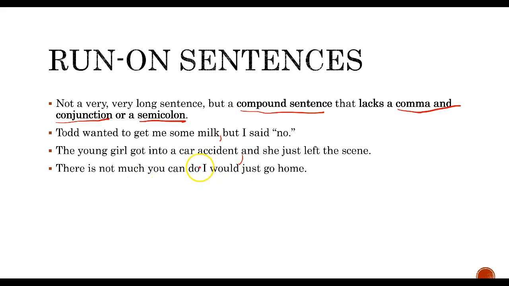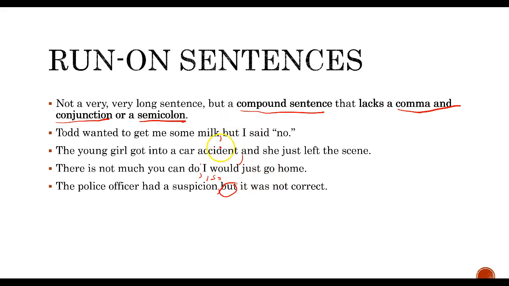In this case, we don't even have a coordinating conjunction. So we need to either put the semicolon in: there's not much you can do, semicolon, I would just go home, or comma and so: there is not much you can do, comma, so I would just go home. So you need to have that. If you don't have it, you have a run-on. And you can tell from these examples, run-ons are very confusing for readers who expect that the writer is telling them where they're starting their new ideas. The police officer had a suspicion but it was not correct. So here again, we need the comma, so that the reader knows: the police officer had a suspicion, comma, it was not correct. So there you have the run-ons.